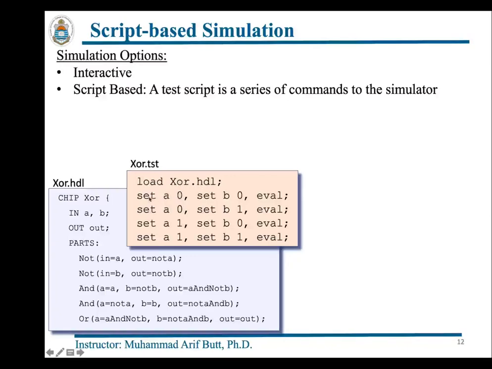Then we have 4 lines, 1, 2, 3, and 4. And these 4 lines are separated by a semicolon. Each line sets the value of the chip input pins A and B, and then instructs the hardware simulator to evaluate. So set A equal to 0, B equal to 0, evaluate. A equal to 0, B equal to 1, evaluate, and so on and so forth.